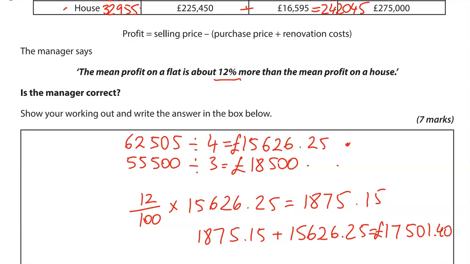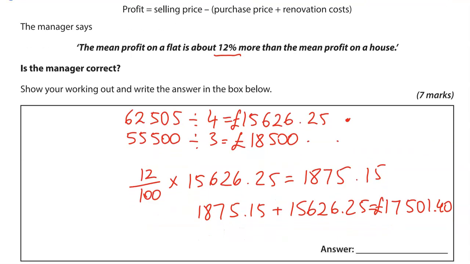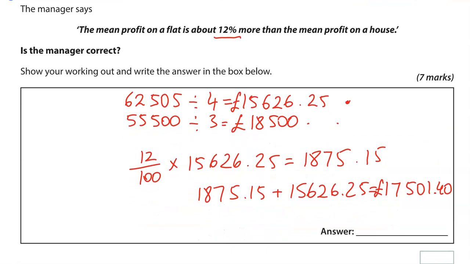Now this is much higher, the 18,500. So is the manager correct? We're going to say no. And I'm going to add here that 18,500 is greater than 17,501.4.